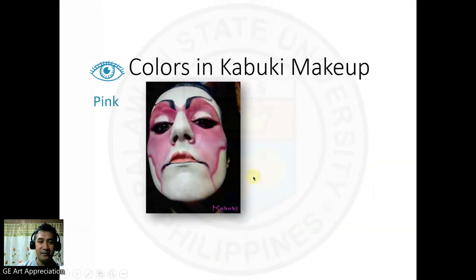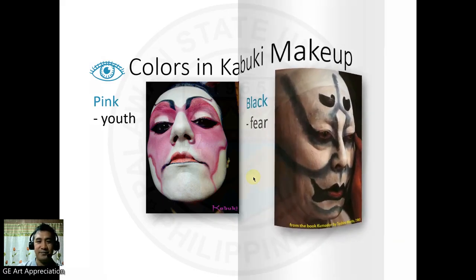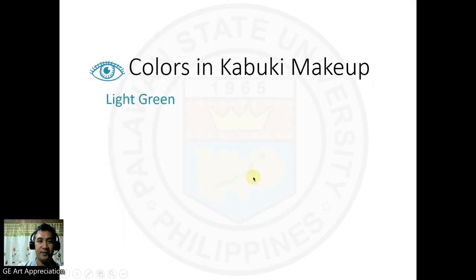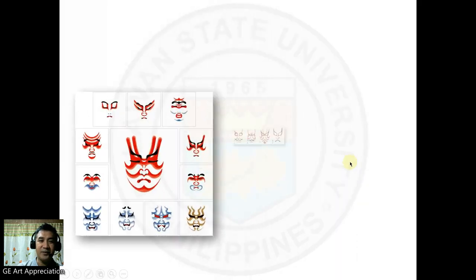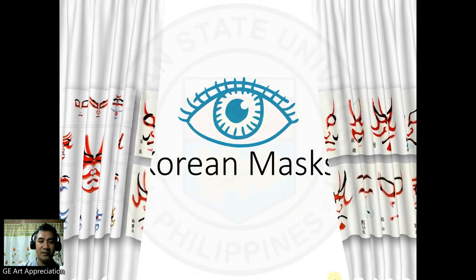The pink symbolizes youth. The black symbolizes fear. The light green symbolizes calm. And the purple symbolizes nobility. So those are the colors in kabuki.